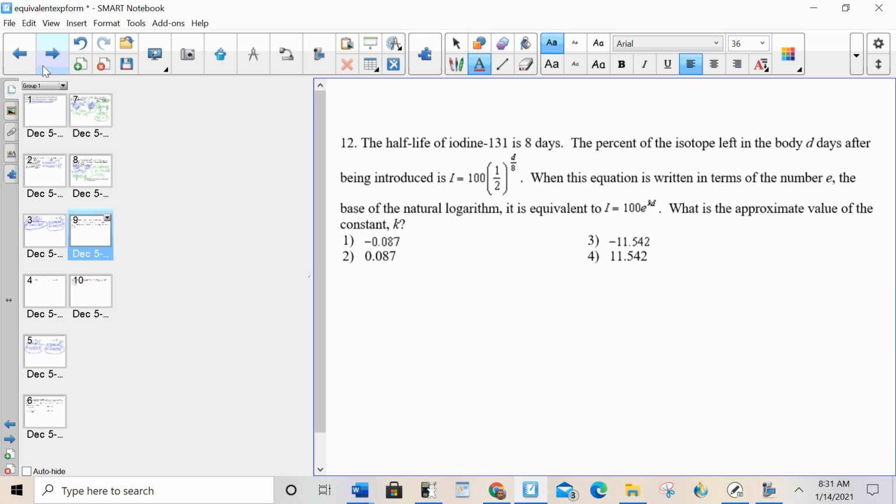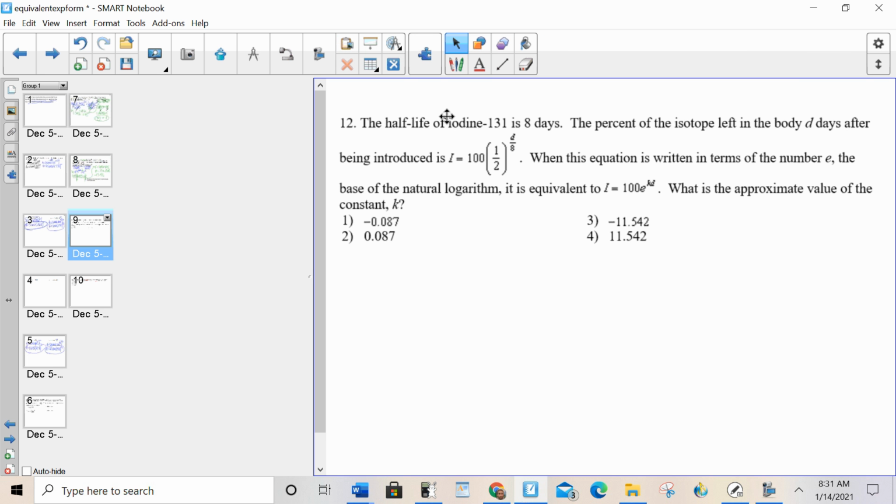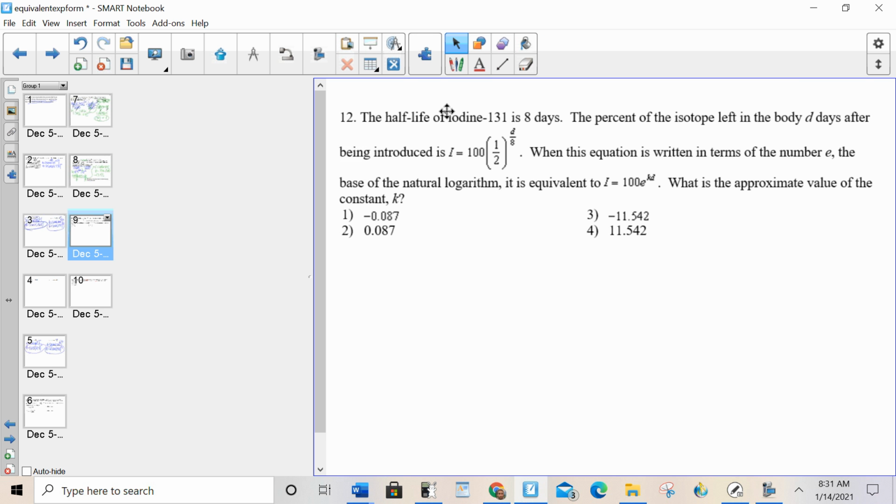We got just a couple more. Number 12. It's giving me this equation. It's asking for k. So I'm going to start by setting them equal to each other. So I want you to try this one on your own. There's a little algebraic twist at the end. Hopefully you know how to get rid of a fraction. So please pause, give this a try on your own, and then unpause.